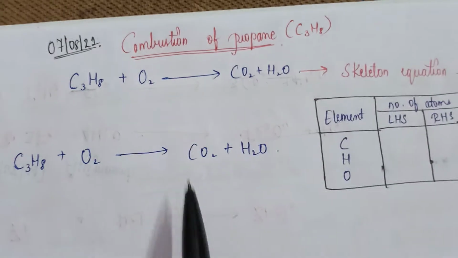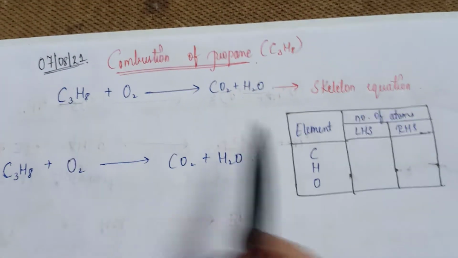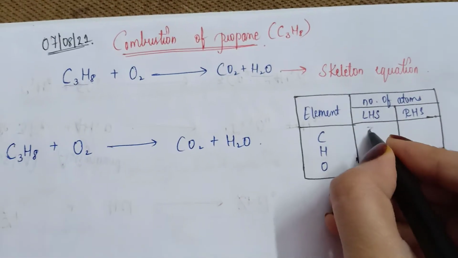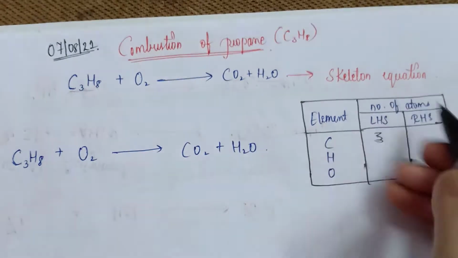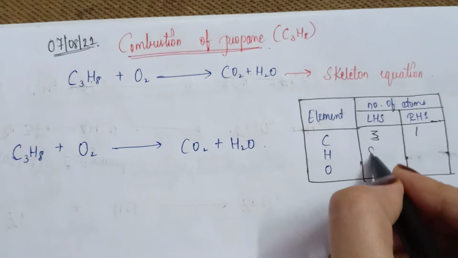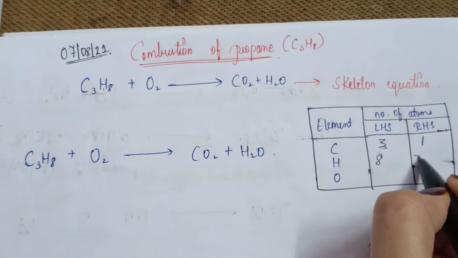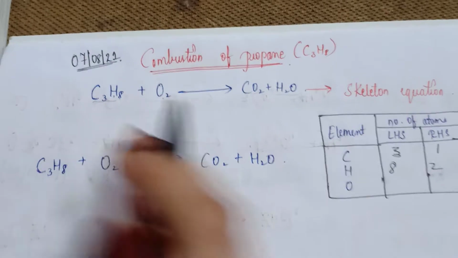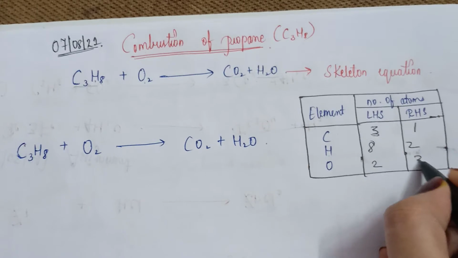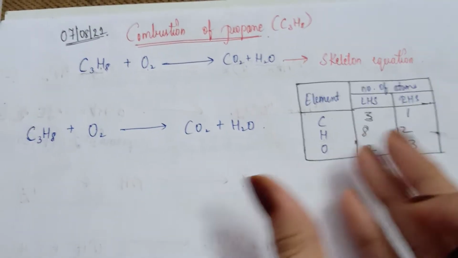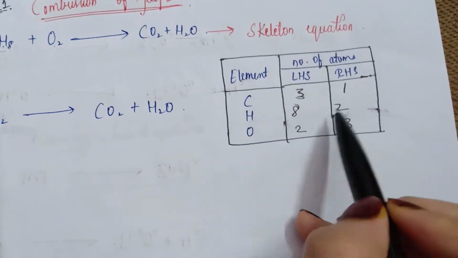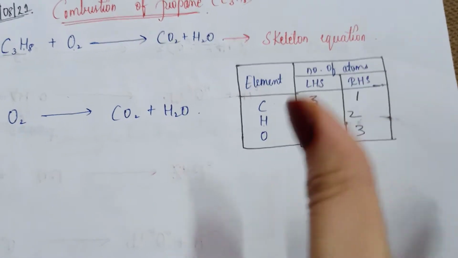So listen carefully. At the left hand side we have carbon, hydrogen and oxygen. At the left hand side we have 3 carbon, right? 3 over here, and on the right hand side 1 carbon. Come to hydrogen: left hand side only 8, and here 2 hydrogens. Then oxygen: left hand side 2 oxygen, and on the right 2 and 1, completely 3. Okay, so after filling the table, let us balance it. The carbon is unbalanced, hydrogen is also unbalanced, and oxygen is also unbalanced. So we have to balance.